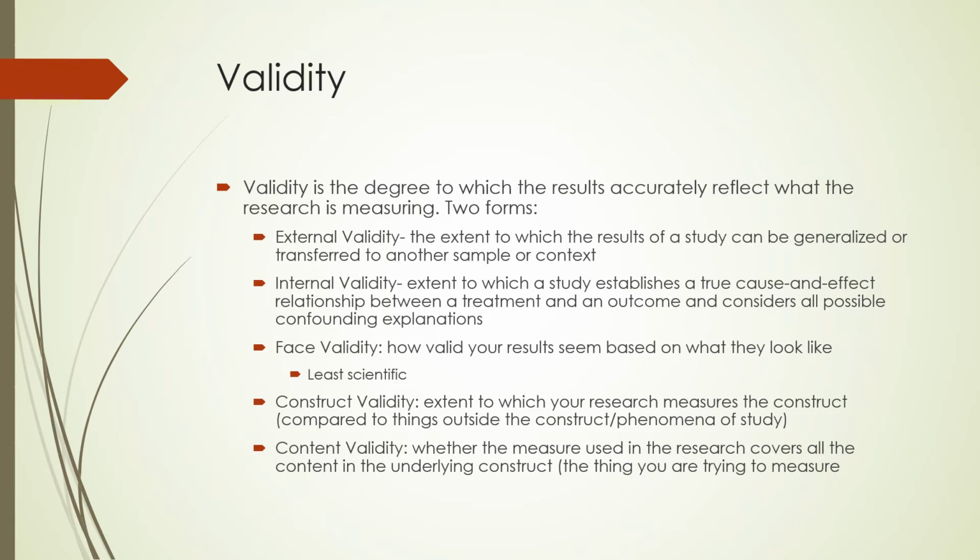The last one we're going to talk about today, and we are going to talk about another one in addition to this one, ecological validity, at a different date. But content validity, whether the measure used in the research covers all the content in the underlying construct. Right? This is the thing that you are trying to measure once again. So with content validity, are we missing certain factors that make up a part of, and we'll use our last example of intelligence, are we missing certain parts of intelligence within this measure? Is it actually covering all of what intelligence encompasses, or is it only covering a part of what it encompasses? Those sorts of things with content validity.